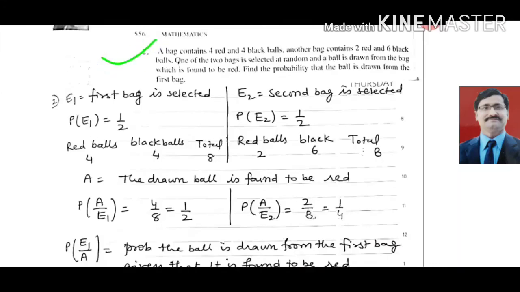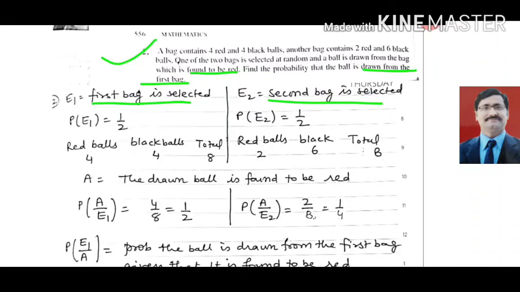Now question number 2 we will do. A bag contains 4 red and 4 black balls. Another bag contains 2 red and 6 black balls. One of the 2 bags is selected at random and a ball is drawn from the bag, which is found to be red. Find the probability that the ball is drawn from the first bag. Now you have to find the probability that the ball is drawn from the first bag, given that the ball is red. Now E1 is that the first bag is selected, E2 is that the second bag is selected.